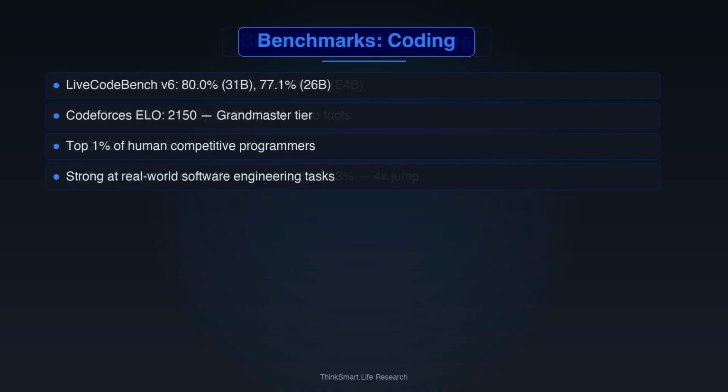Benchmarks, coding. LiveCodeBench version 6, 80% for 31B and 77.1% for 26B. Codeforces ELO of 2150, Grandmaster tier, placing it in the top 1% of human competitive programmers. Strong at real-world software engineering tasks as well.